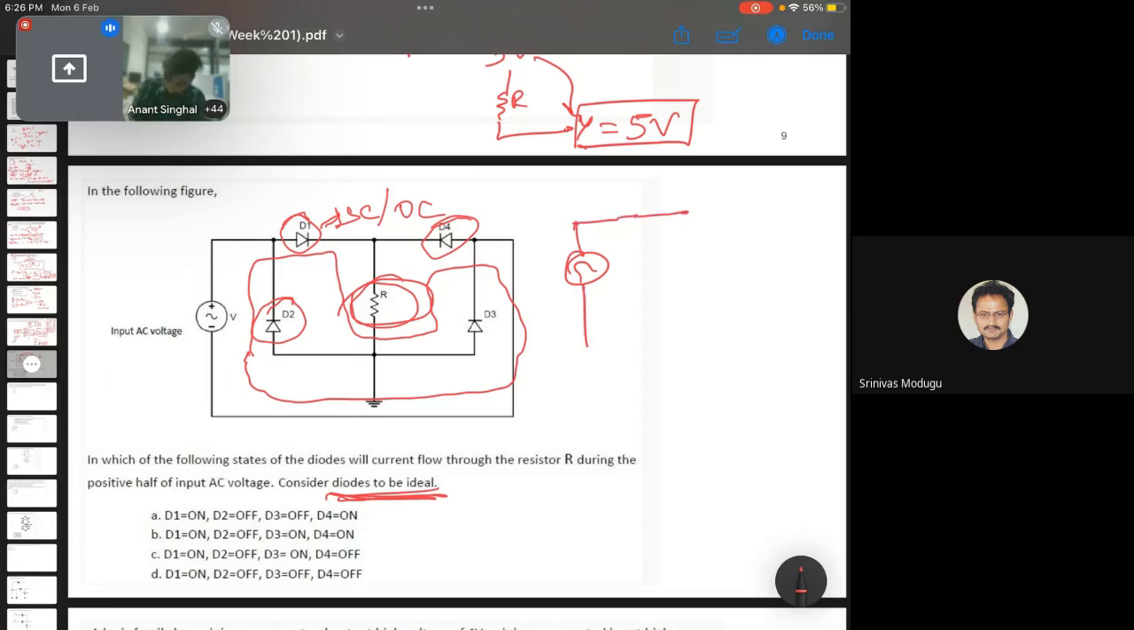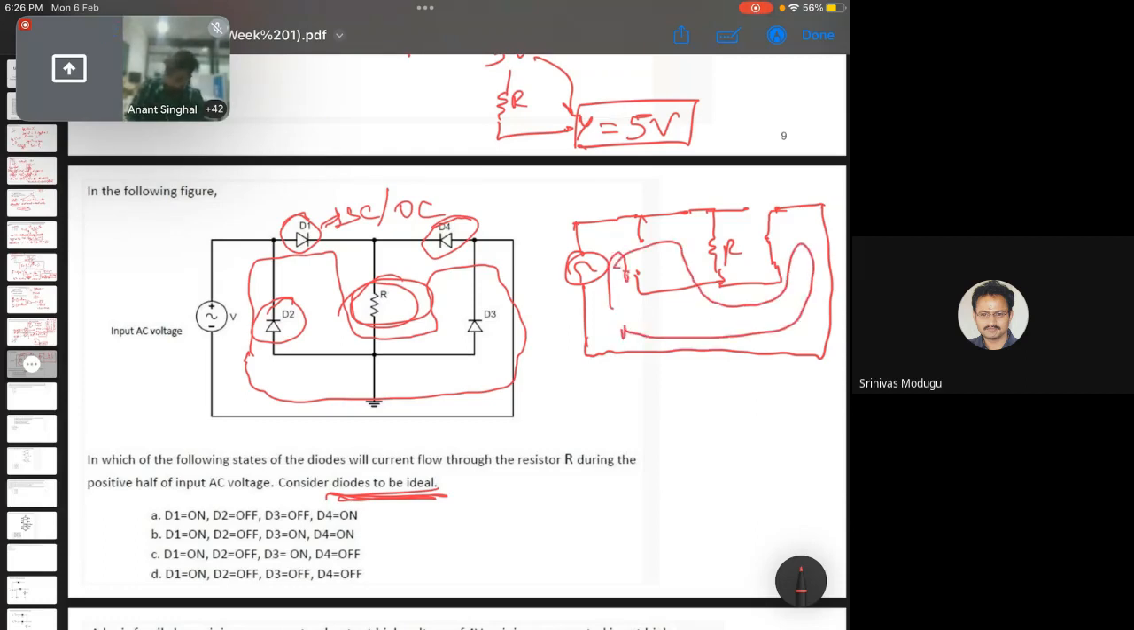So if I try to make this circuit, it is a closed circuit now. This is a resistor. This is an open circuit. This is again open, and this is closed. Yeah. So here you can see there is a closed path. So this will be the condition when the current will be passing through this resistor R.